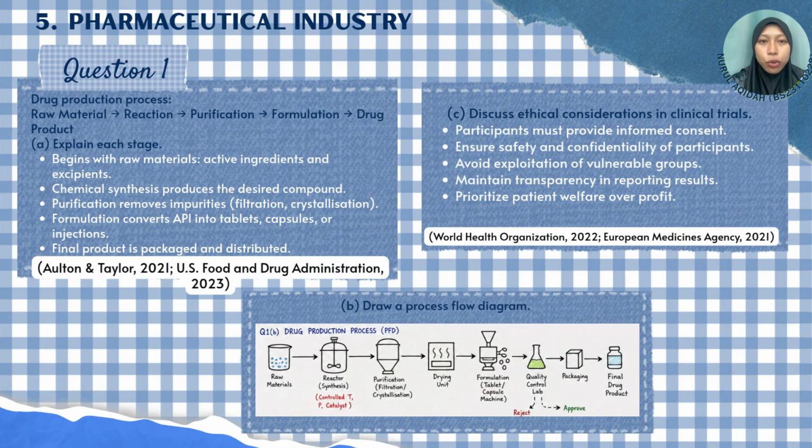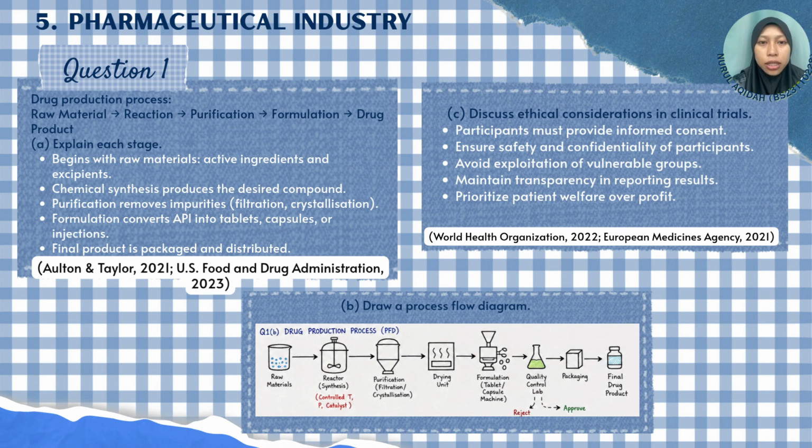Now we are moving to the pharmaceutical industry. So basically, the process starts with raw materials, followed by a chemical reaction to produce the drug. As you can see, the product is then purified, formulated into tablets or capsules, and finally packaged.